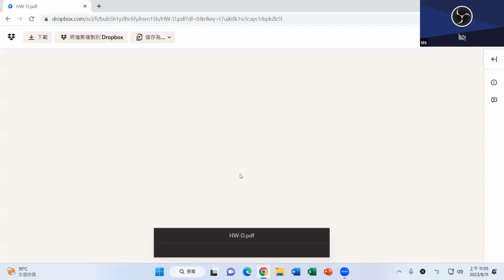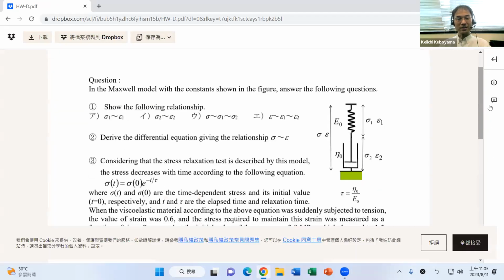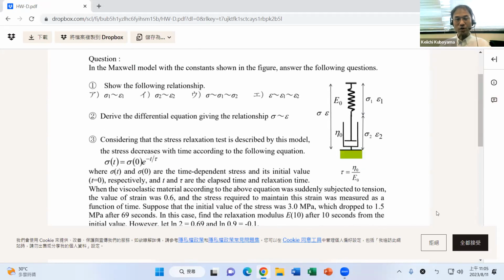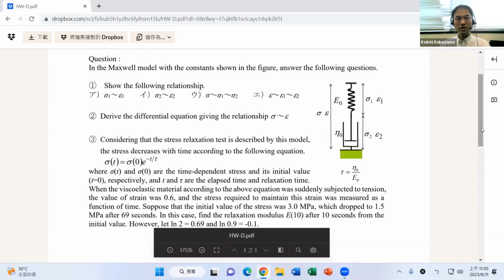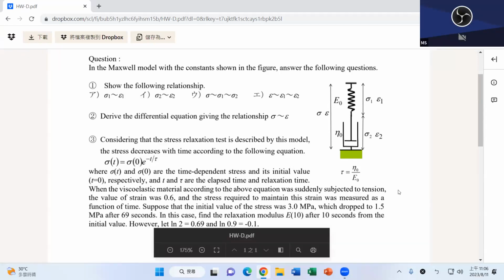Yes, solve the equation. I explained the Maxwell model in the slides, and you also have the main equations. But I didn't show the process to solve the equation. So please solve this equation and answer these 3 questions. Okay, that's all.